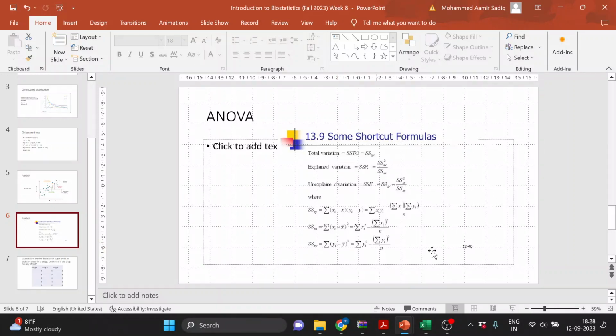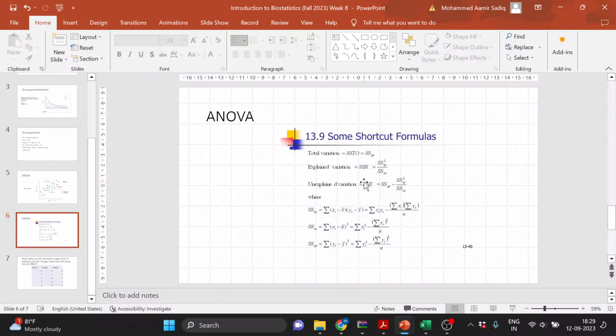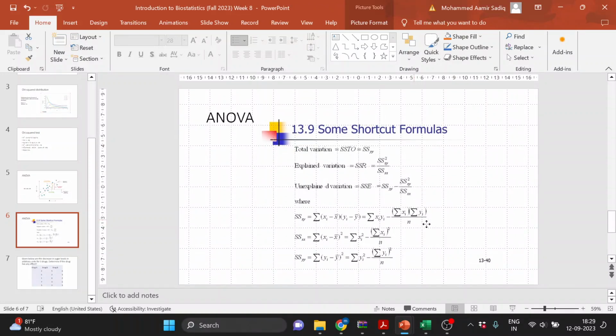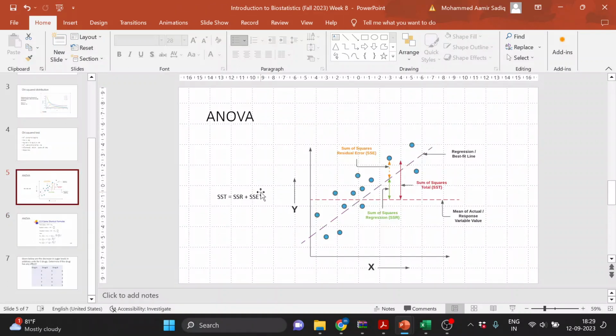Can you see this? It's a little small. Maybe I'll try and make it big. This is very central to ANOVA. So this is your total sums of squares. yi is your data point minus y bar, which is the mean of your y, squared, and you add all of that, you get SSyy. That is your SST actually, total sums of squares.